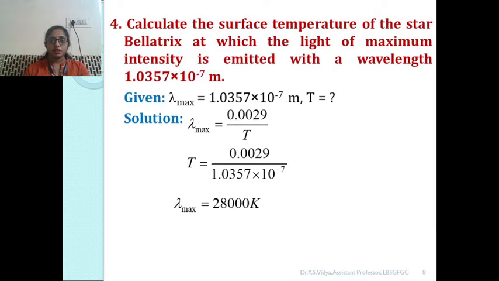Calculate the surface temperature of the star Bellatrix at which the light of maximum intensity is emitted with a wavelength of 1.0357 × 10^-7 meter. Here they have given lambda maximum equal to 1.0357 × 10^-7 meter. We have to calculate the temperature. Here lambda maximum is equal to 0.0029 divided by T. So, T is given by this, and hence T is equal to 28,000 Kelvin.